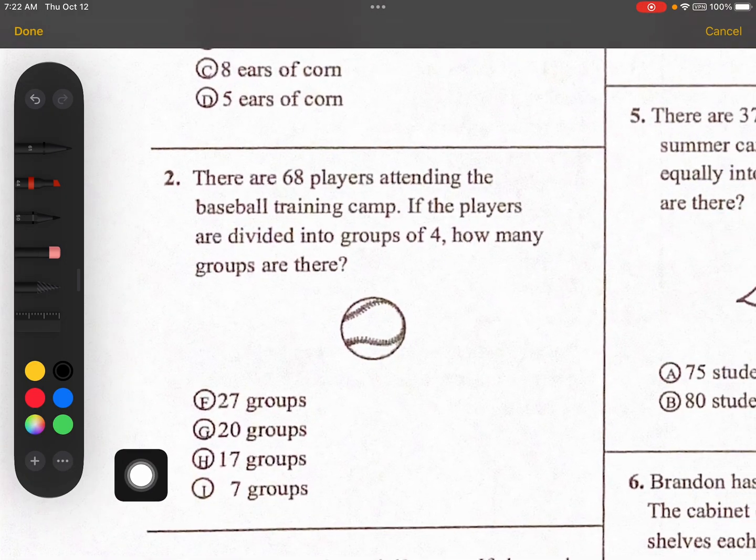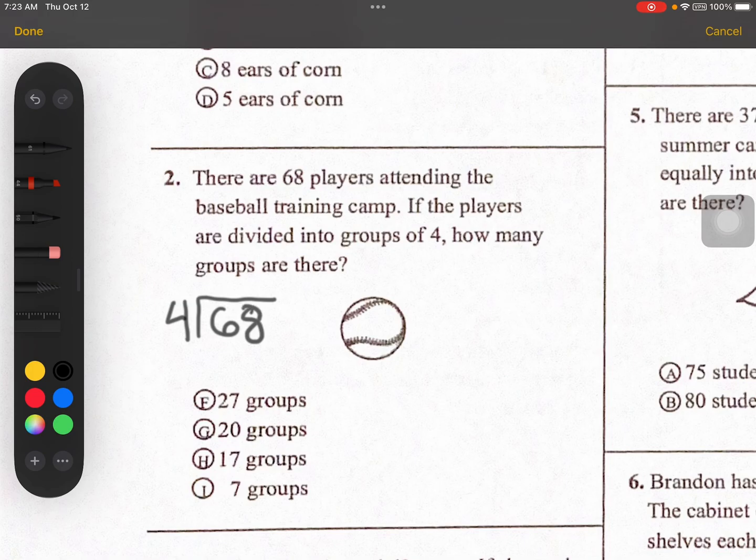Number 2, there are 68 players attending the baseball training camp. If the players are divided into groups of 4, how many groups are there? Here's how it's going to set up. 4, and there's 68 players. Do your division and figure out your answer.